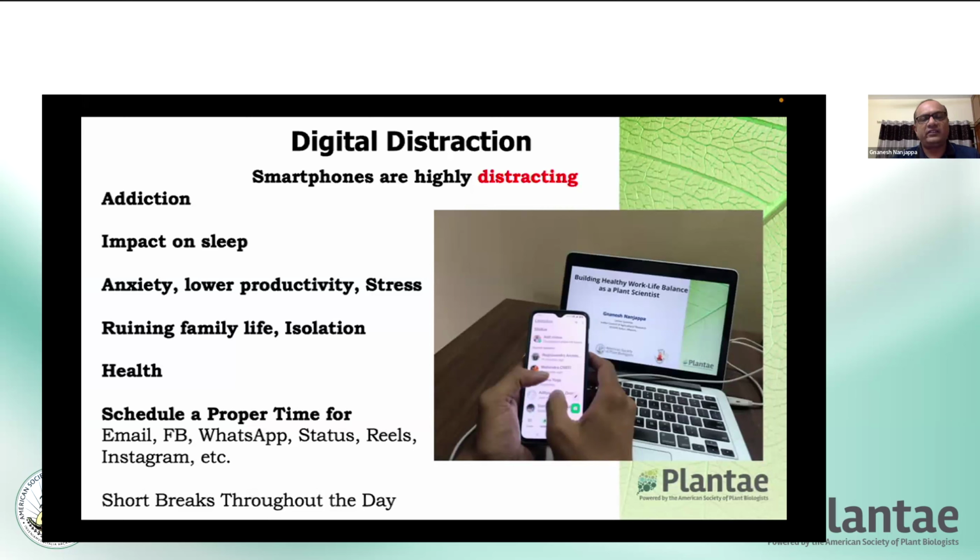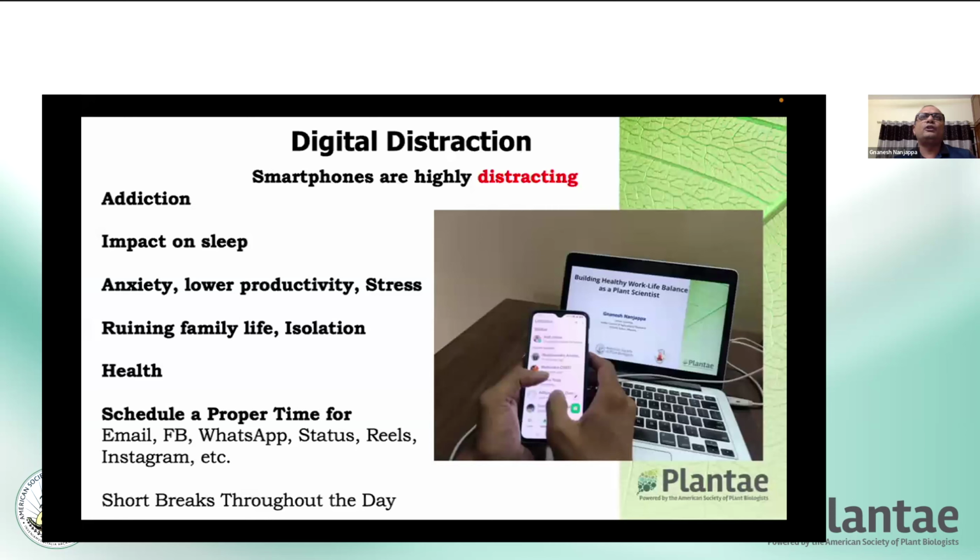This is a big addiction, and it increases when you are exposed more to the screen. The impact on sleep creates anxiety always. Suppose I have submitted a paper in the morning. If I see at 5:30 when I wake up that the paper got rejected, then I get anxiety, and in turn it lowers productivity and leads to stress. In the early morning, this is creating a problem. And also it's ruining family life.